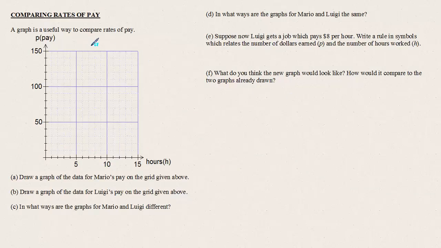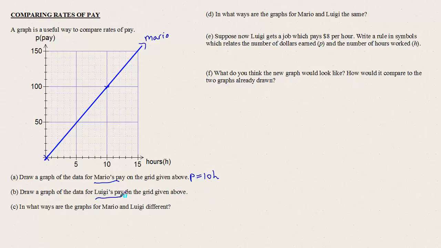A graph is a useful way to compare rates of pay. So we're going to look first of all at Mario's pay. Now his pay was equal to 10H. And we know when he doesn't work any hours, he doesn't get paid at all. When he worked 10 hours, he got paid $100. So that means we can put his line on the graph just here. And I'm going to label that as Mario.